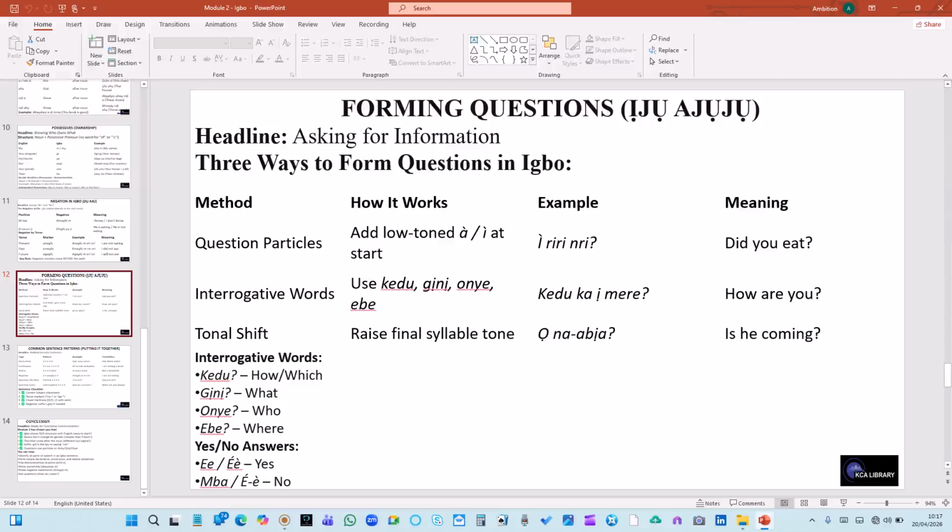Therefore, the interrogative words include kedu, which means how or which. Gịnị means what. Onye means who. Ebe means where. Then yes or no answers: ee means yes. Mba means no.